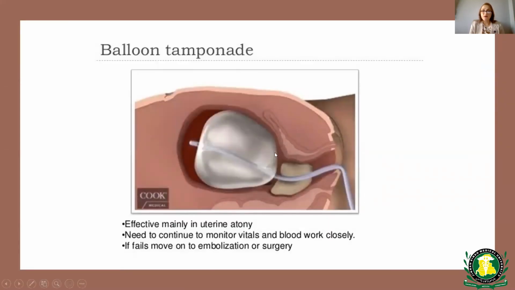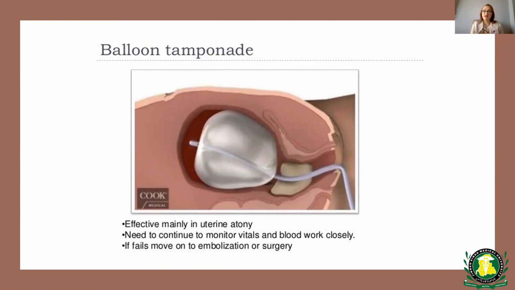Now let's talk about the balloon tamponade. All good labor rooms also have a gadget, a gizmo called a balloon. It is called a uterine balloon. There are several companies which make uterine balloons. One is the Cook's catheter, one is the Bakri balloon.